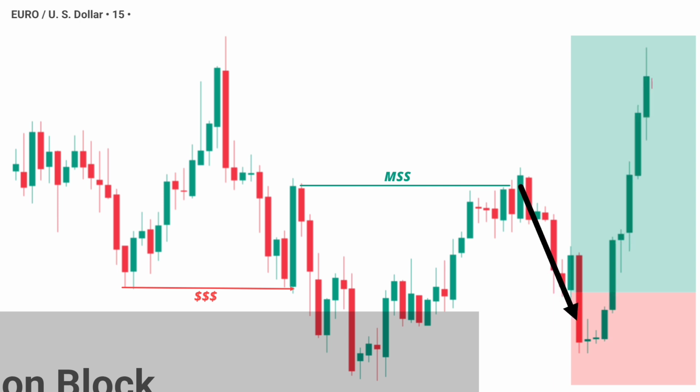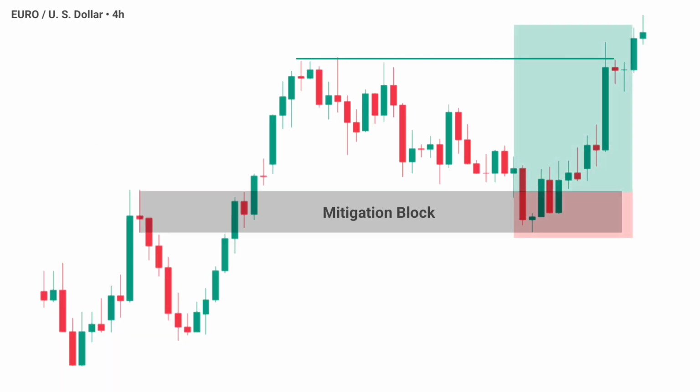The entry is taken on the pullback that forms after the 15-minute structure break inside the developing internal range. The stop is placed beyond the 15-minute liquidity sweep, not beyond the entire 4-hour mitigation block. This ties risk to actual market invalidation instead of arbitrary zone size and keeps the trade efficient. Targets are set toward internal liquidity on the 15-minute first, with final targets aimed at external liquidity aligned with the 4-hour structure. This 4-hour for location and 15-minute for execution model removes ambiguity and prevents most premature mitigation block entries.